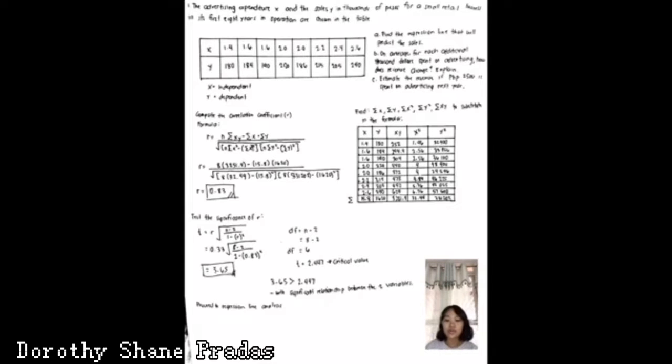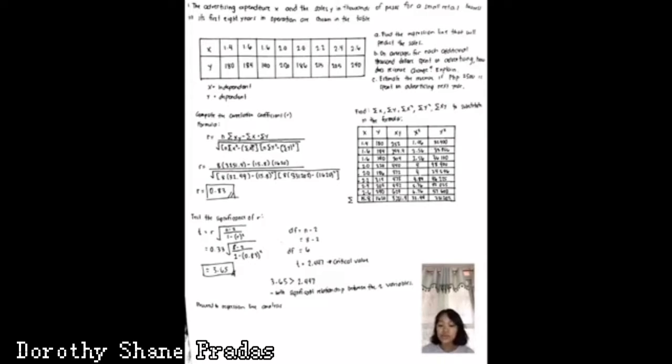So the next thing that we are going to do is to compute for the correlation coefficient, or the R, using this formula right here. And since we don't have the exact values to substitute in the formula, we will look for the summation of x, y, x squared, y squared, and xy. We will then proceed to substituting these values to the formula, which gives us R is equals to 0.83.